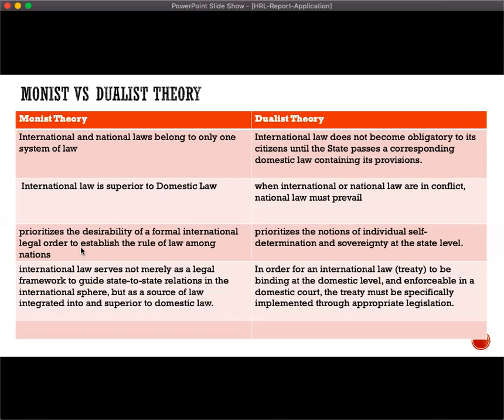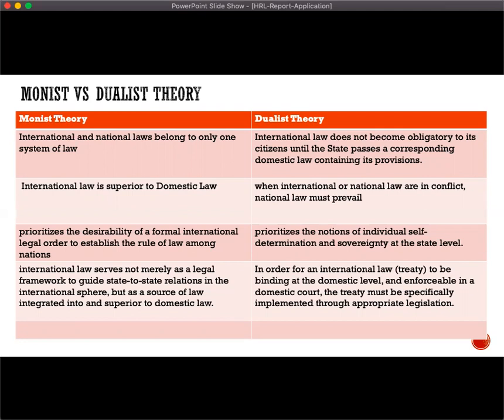It says here that monist theory prioritizes the desirability of a formal international legal order to establish a rule of law among nations, while dualist theory prioritizes the notions of individual self-determination and sovereignty at the state level. International law serves not merely as a legal framework to guide the state and its relations in the international sphere, but as a source of law integrated into the superior domestic law.